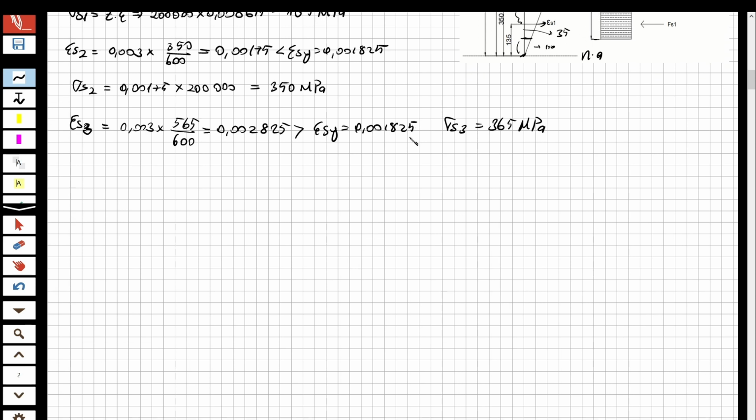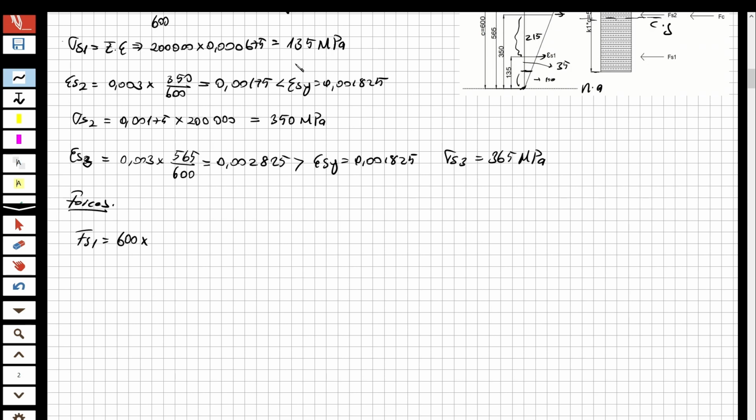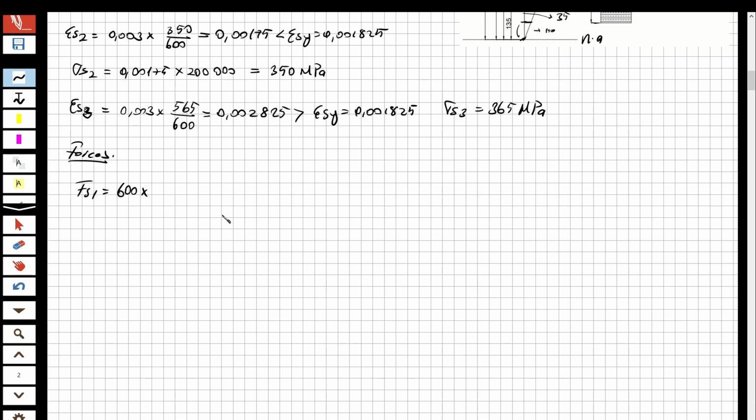So now we have all the stresses. Let's calculate the forces. Forces: Fs1 is 600, the area of the steel, multiplied by the stress in the steel. So let's check what that is: 135, right? 135, but I'm going to divide by 1000 to get kilonewton as the unit. So this is going to be equal to 81 kilonewton.